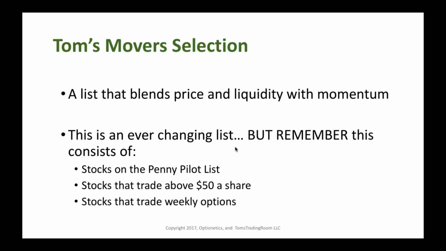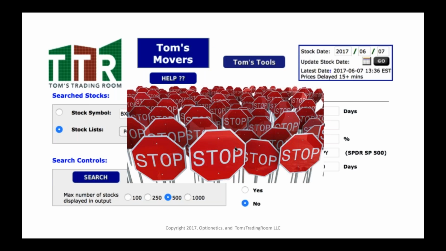Now, this is a list that's always changing. And this is really for those of you that are short-termers. All right. You like those short-term option trades. I like a list that blends price and liquidity, but also with momentum. So this is an ever-changing list, but remember, it consists of stocks on the penny pilot list. They trade above $50 a share, and they trade weekly options, and they also do a little bit more, too. I call this list Tom's Movers.